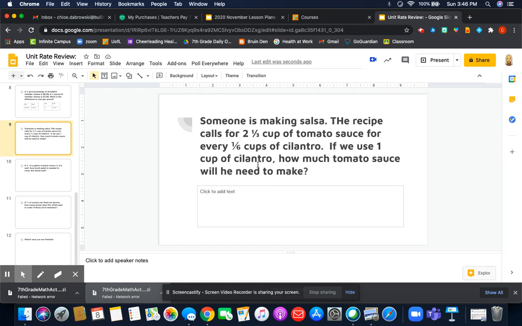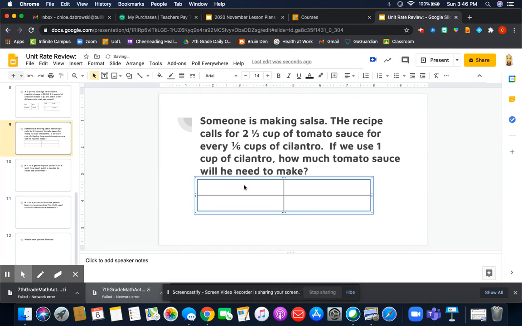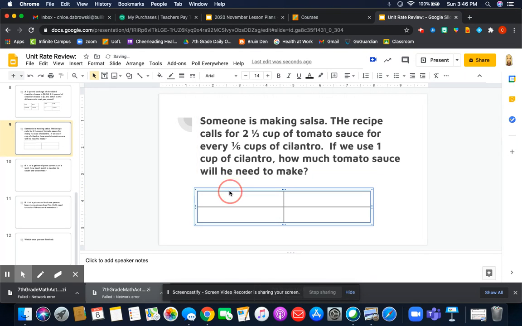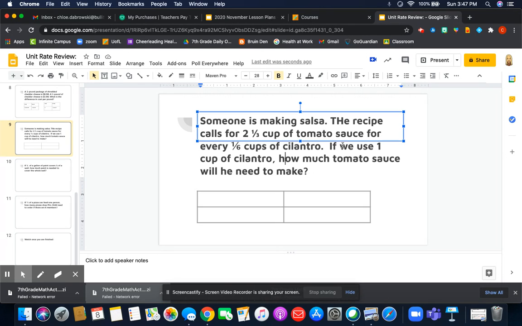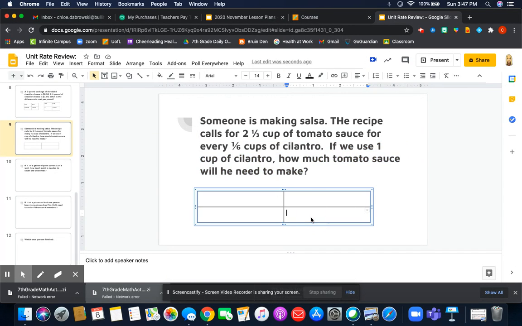All right, slide number 9. We are making some salsa. Our recipe calls for 1/3 cup tomato sauce for every 6 cup of cilantro. If I'm using 1 whole cup of cilantro, how much tomato sauce do I need to make? So again, we're looking at that question. If I use 1 cup cilantro, how much tomato sauce? So that is our unknown.